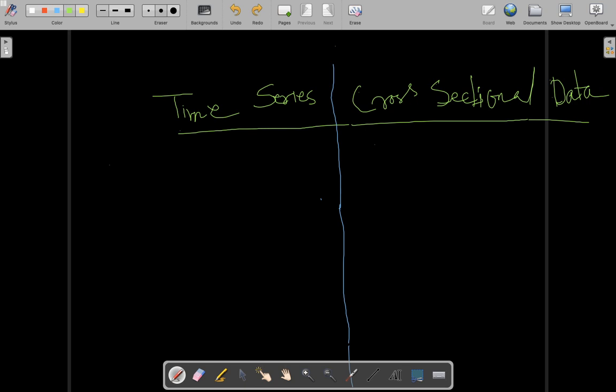So when I say an equal chance of being selected, that means the selection of one observation does not impact the selection of the other observation, which means they are independent. Okay, and that's something you learn in basic statistics, right?